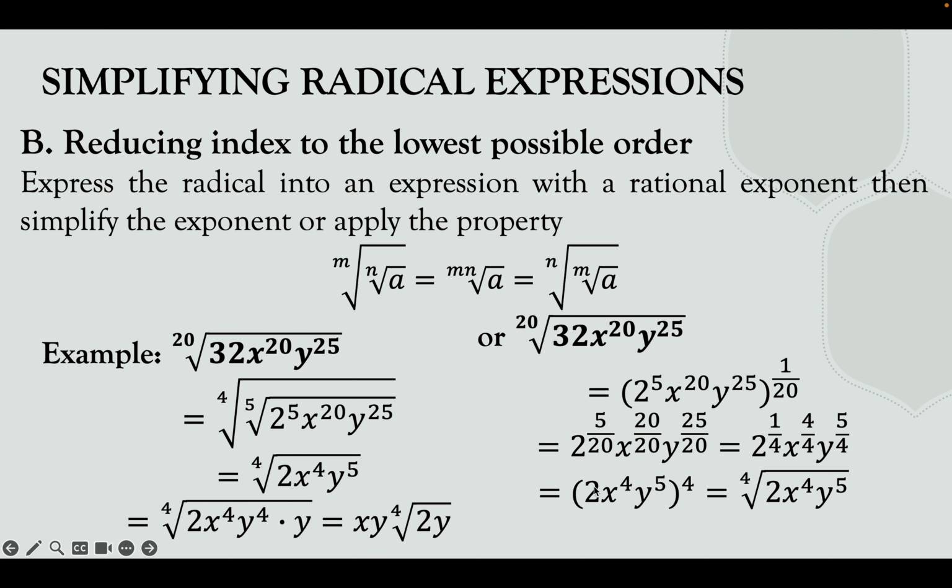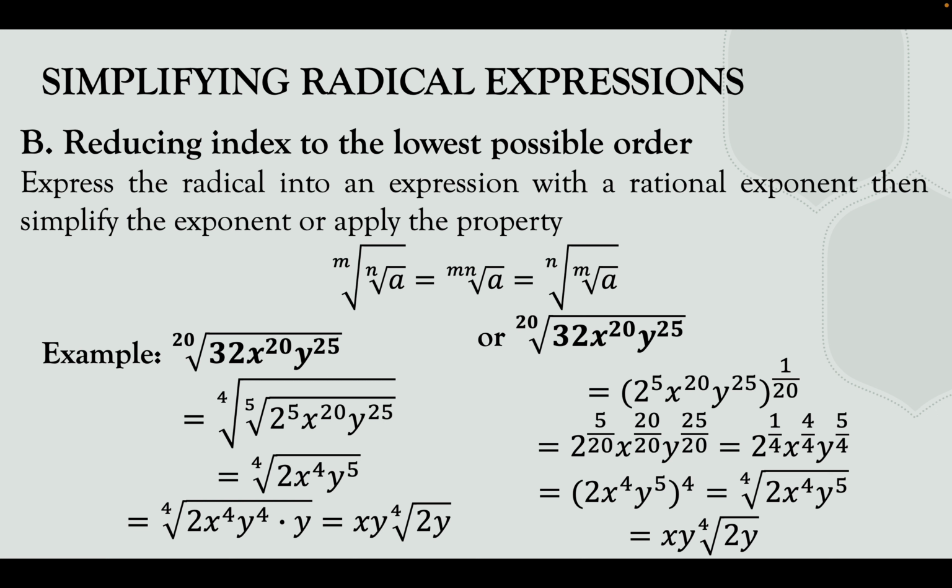And then change this one, the exponential form, into radical form. So the base here in the radicand is your radicand, and the exponent you raised it to is your index, and your denominator is the index. So we have here the fourth root of 2x raised to 4, y raised to 5.